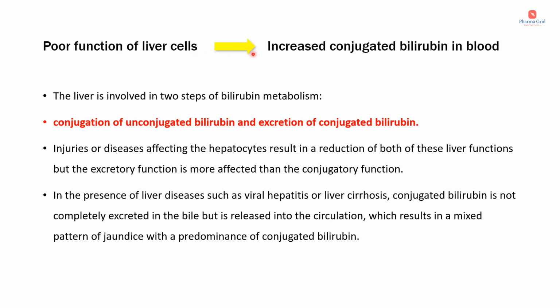Poor function of liver cells will result in increased conjugated bilirubin in blood. The liver is involved in two steps of bilirubin metabolism, that is conjugation of unconjugated bilirubin and excretion of conjugated bilirubin. Injuries or diseases affecting the hepatocytes result in a reduction of both of these liver functions, but the excretory function is more affected than the conjugatory function. In the presence of liver diseases such as viral hepatitis or liver cirrhosis, conjugated bilirubin is not completely excreted in the bile but is released into the circulation, which results in a mixed pattern of jaundice with a predominance of conjugated bilirubin.